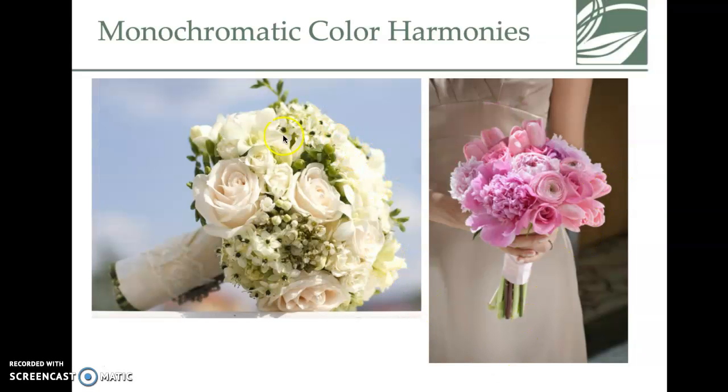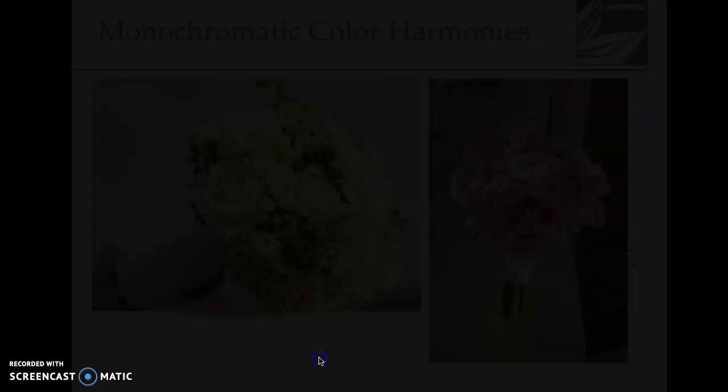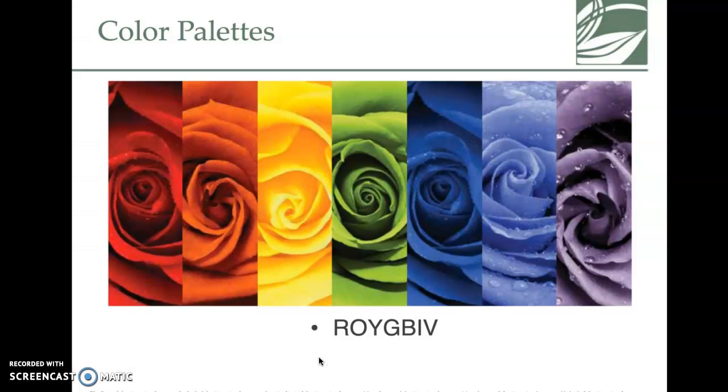Monochromatic, they're going to stick with one color. So you can see a lot of white. They do have a little bit of pink in this, but it's hard to tell when you have it mixed with the other white. This one is mainly pink. That's monochromatic. Color palettes. Roy G. Biv. This is something we all learned a long time ago. So you have that red, orange, yellow, green, blue, indigo, and then violet. That's your rainbow. Roy G. Biv.